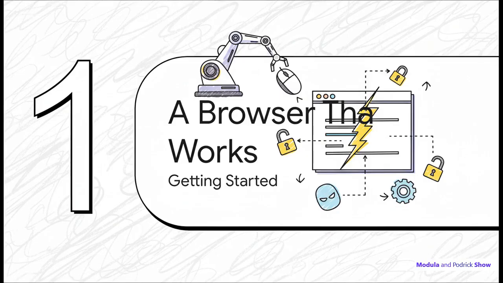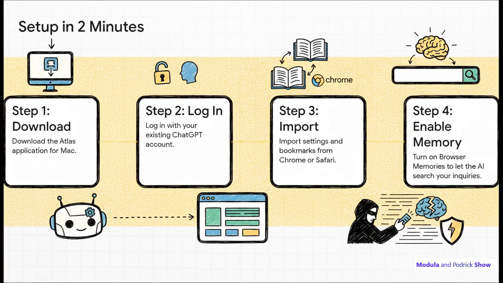So how do you even get this AI assistant up and running? You might think it's complicated, but the whole process is actually surprisingly quick. We're talking like a couple of minutes, tops. It's a pretty standard setup, really. You just download the app, log in with your OpenAI account, and to make the switch super easy, you can pull in all your bookmarks and settings from Chrome or Safari. But this last step, this is the crucial one. Turning on browser memories. This is what lets the AI learn from what you do, giving it the context it needs to be a really smart, personalized assistant for you over time.